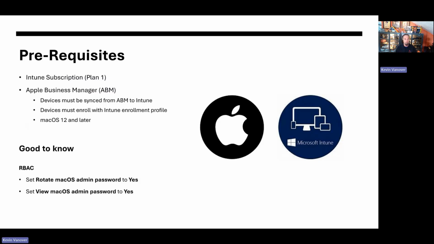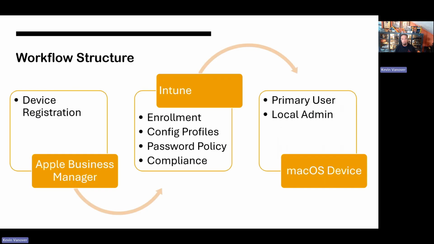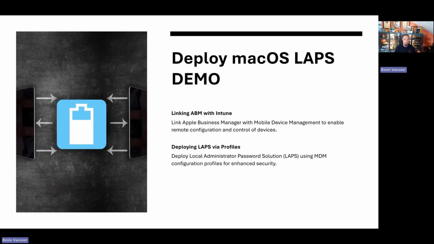All right, with that being said, let's go ahead and look at the workflow for how this comes together. As I talked about, devices are going to have to be registered with Apple Business Manager. And once they are, they're going to be synced to Intune. And that's where we will have our enrollment profiles waiting for those devices. Config profiles, compliance policies, password policies, all of that can be pushed at that point in time from Intune during enrollment. However, the part that we're concerned with is creating the local admin and the primary user on the macOS devices. And with that being said, I'm going to go ahead and jump into a quick demo and show you how this is all put together.